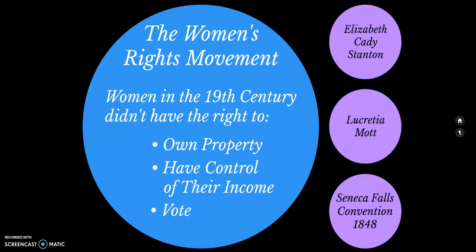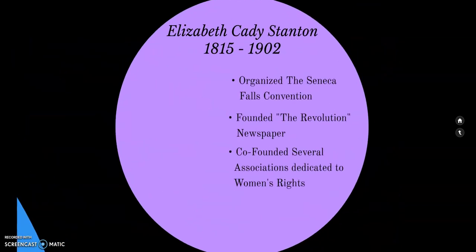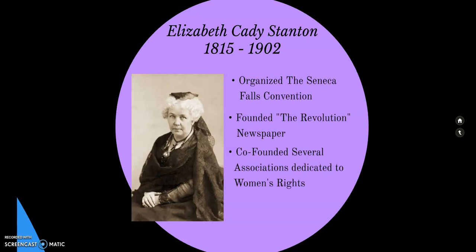Elizabeth Cady Stanton. Elizabeth Cady Stanton was a lifelong abolitionist and women's rights activist. She organized the Seneca Falls Convention, she founded the Revolution newspaper, and co-founded several associations dedicated to women's rights. She was a close compatriot of Lucretia Mott and Susan B. Anthony, though she later had a falling out with Susan B. Anthony.